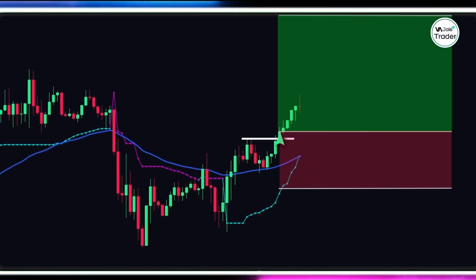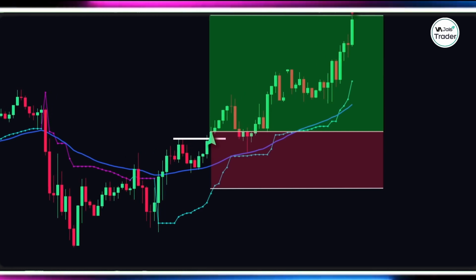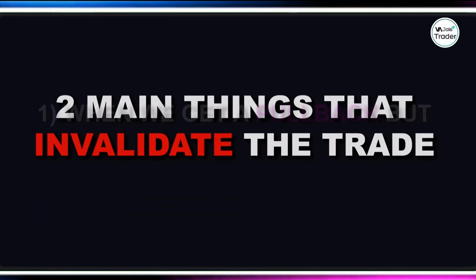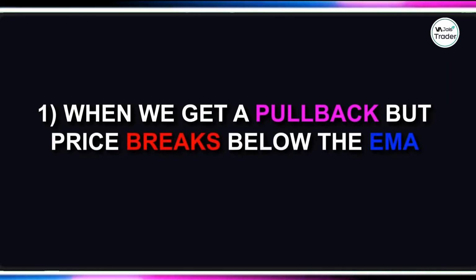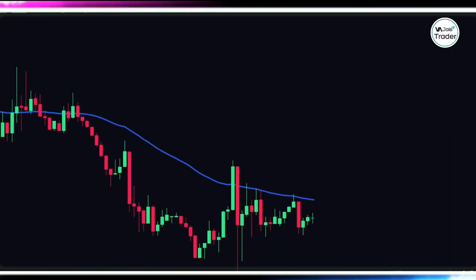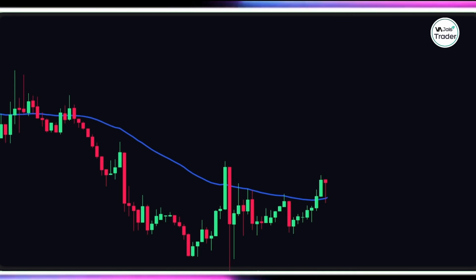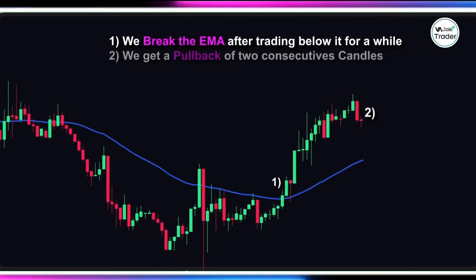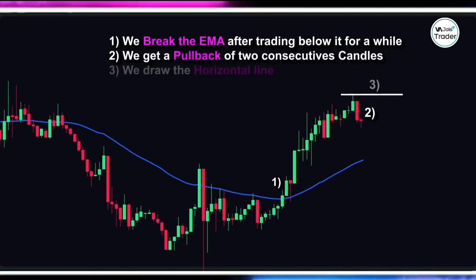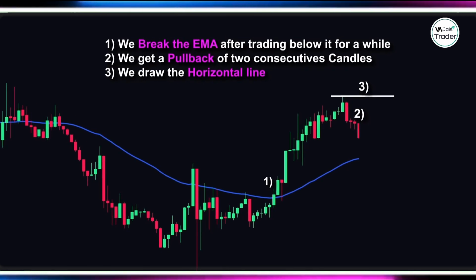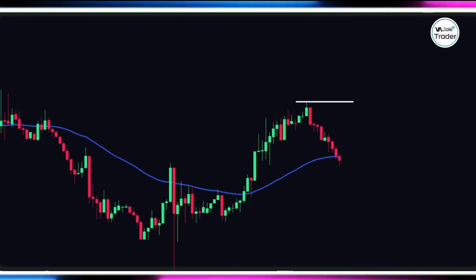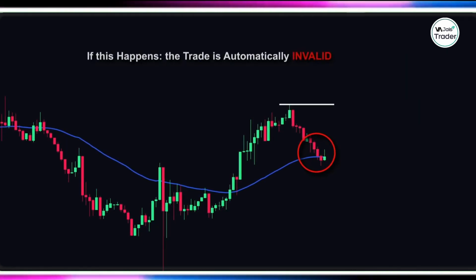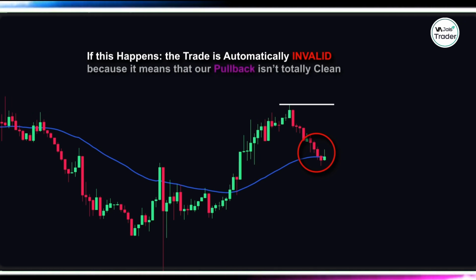Now, while the setup can look perfect, that doesn't always mean that it's a good trade. I have two main things that invalidate the trade for me. First, when we get a pullback but price breaks below the EMA. So let's say that all the first steps in this strategy go according to plan. We break the EMA after trading below it for a while. We then get a pullback of two consecutive candles, which means we can draw the horizontal line. But then, before we manage to break that line, the pullback was too deep that it broke below the EMA. If this happens, the trade is automatically invalid because it means that our pullback isn't totally clean.